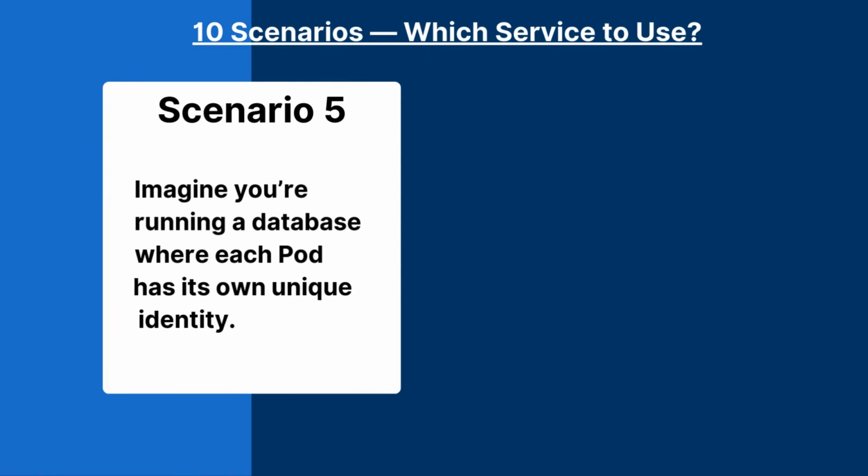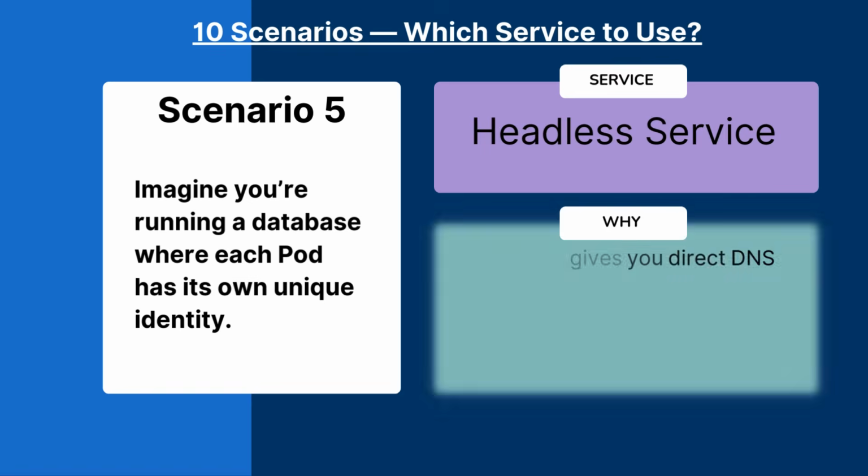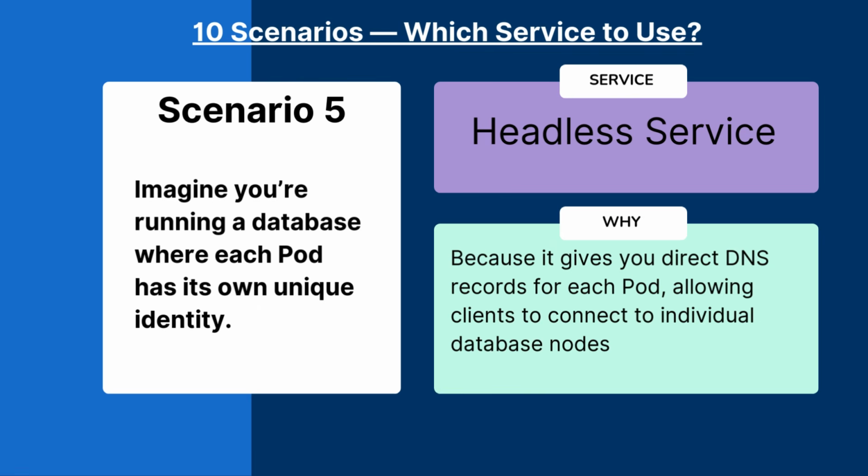Scenario number 5. Imagine you are running a database where each pod has its own unique identity. The right choice here is a Headless Service. Why? Because it gives you a direct DNS record for each pod, allowing clients to connect to individual database nodes.